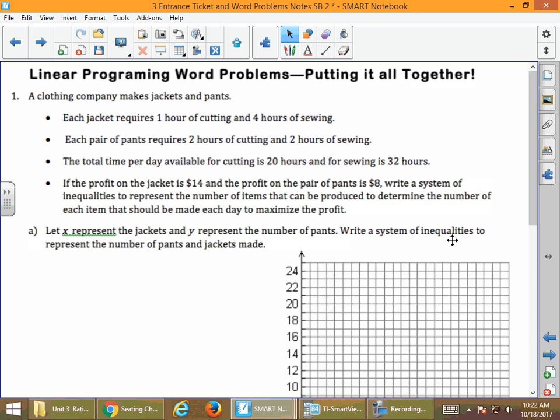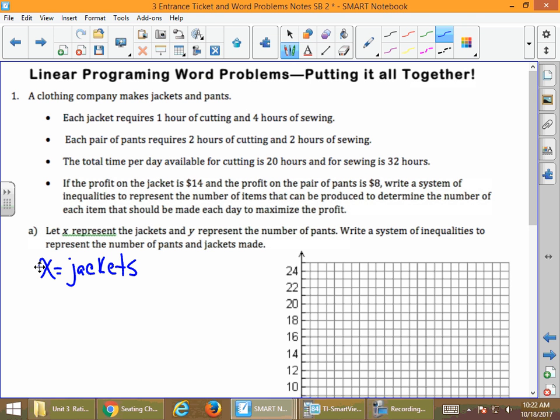But the first thing that I want to point out is, when we were working on the introduction to these yesterday, the first thing that we wrote down is that X equals the jackets and Y equals the pants. And that's already stated there in letter A, if you don't want to write it down again.